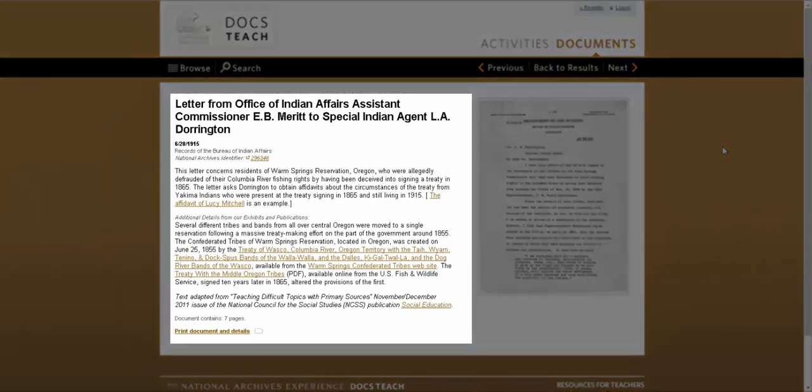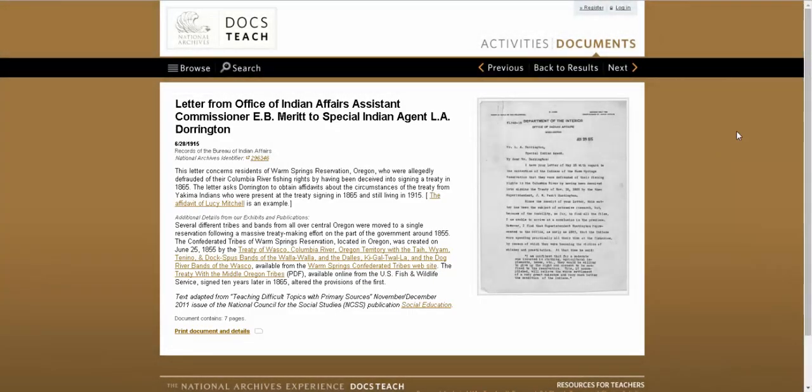Take a look at this source from the National Archives. Pulling information from this document would constitute using a primary source for discussions about Indian affairs or E.B. Merritt, the author. But pulling your information from the description of this document would be secondary because it is another person writing about the original document.